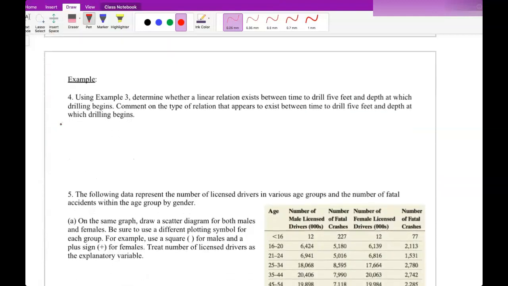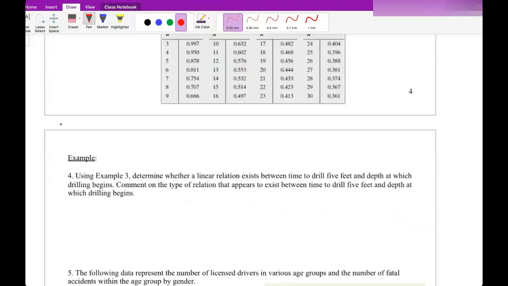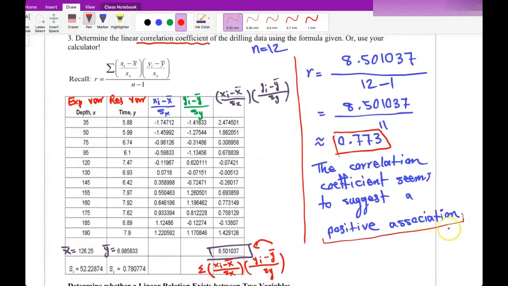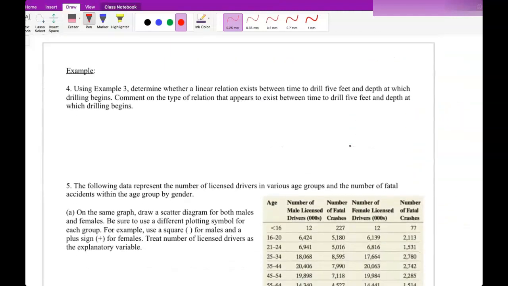Let's have an example for that point. Example number 4, using example number 3. So we're going to use this example number 3. Determine whether a linear relation exists between time to drill 5 feet and depth at which drilling begins. So comment on the type of relation that appears to exist between time to drill 5 feet and depth at which drilling begins.